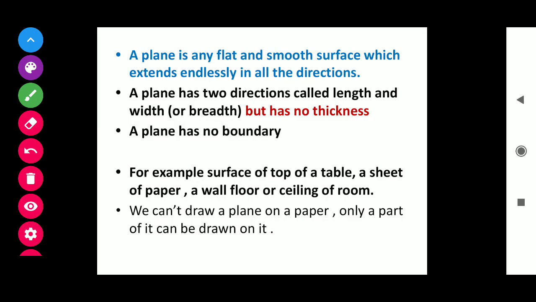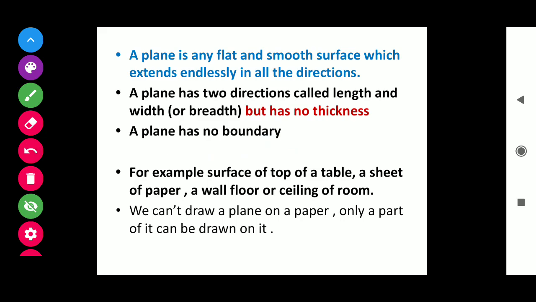So a plane is any flat and smooth surface which extends endlessly in all directions. How can it extend endlessly? I have shown you. A plane has two directions called length and width, but has no thickness. A plane doesn't have thickness. It has only length and width. A plane has no boundary. You cannot bound a plane. It is endlessly extended. For example, the surface of the top of a table.